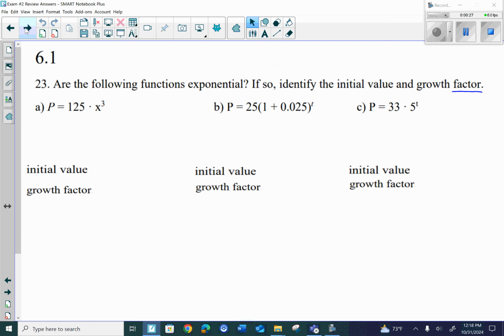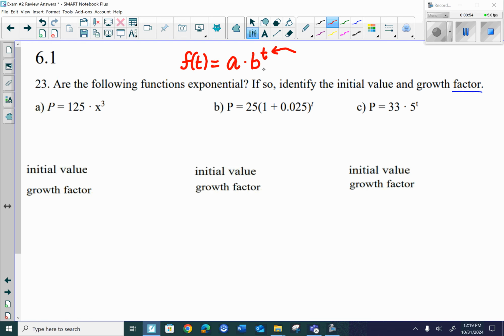6.1 was the introduction to those exponential functions, where we identified the structure of that function and what the pieces meant. We found out that in the exponential function, a times b to the t, we have an exponential function. This is the form of the exponential function. The variable is in the exponent.